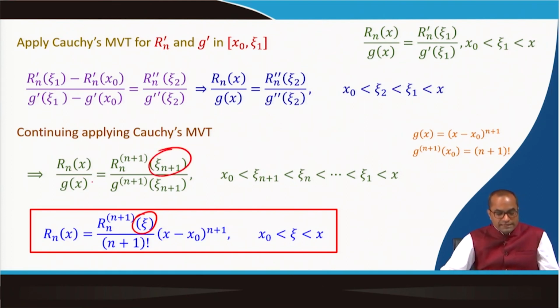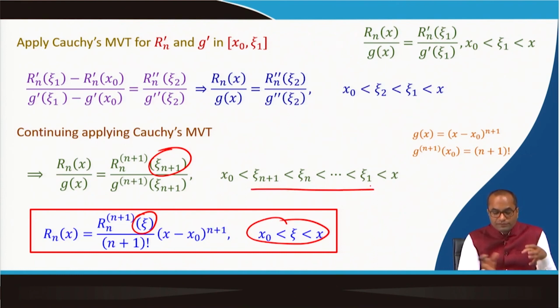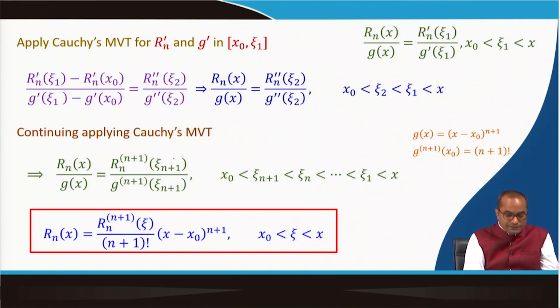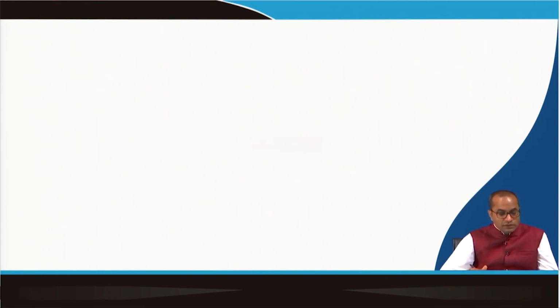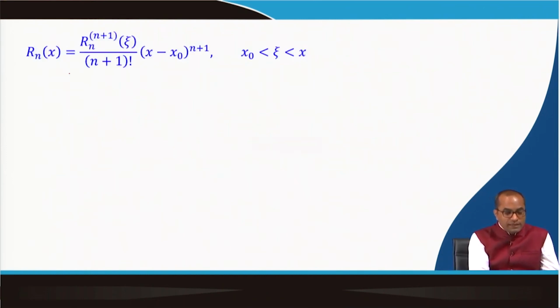replaced for this ξ_(n+1) is somewhere between x₀ and xₙ, because all these ξ's here were between x₀ and xₙ. So here, just for simplicity, instead of saying ξ_(n+1), we use ξ, and the restriction is that ξ is somewhere in between x₀ and x. Well, so we have this formula for Rₙ(x).